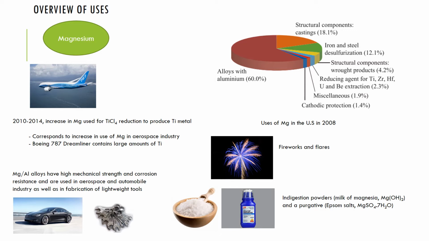They're used in fireworks because when you ignite them, they produce nice colours. And magnesium is also used in indigestion powders. So milk of magnesia is essentially just magnesium hydroxide. And they're also used in Epsom salts, which is a magnesium sulfate-based compound. You might put Epsom salts in your bath. Good for the muscles.